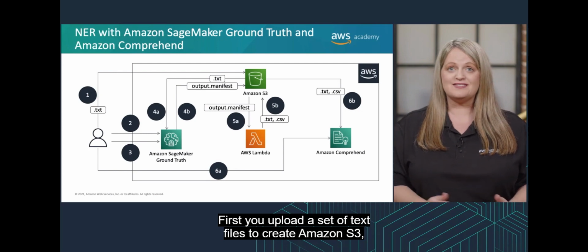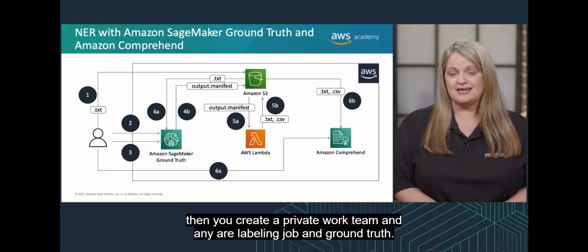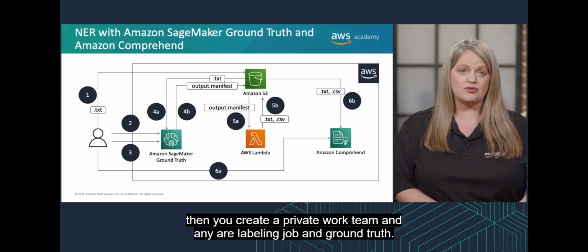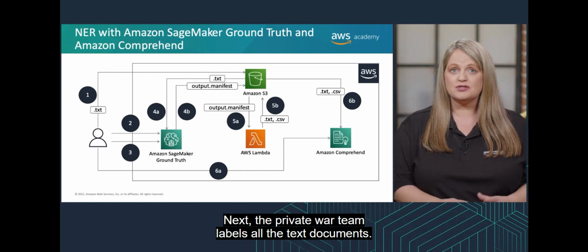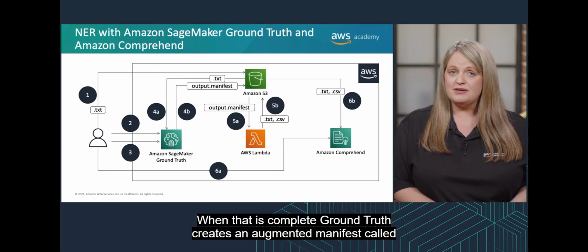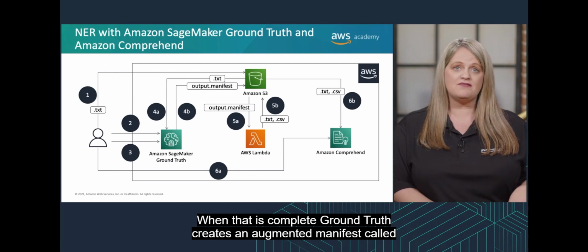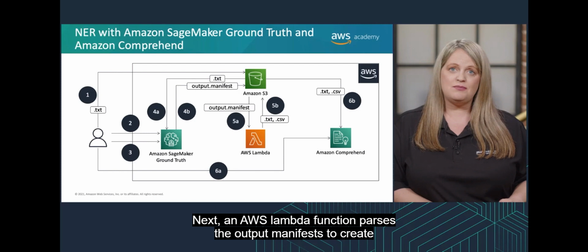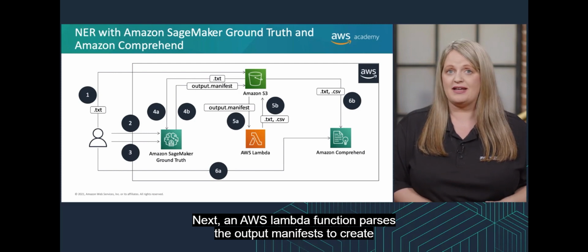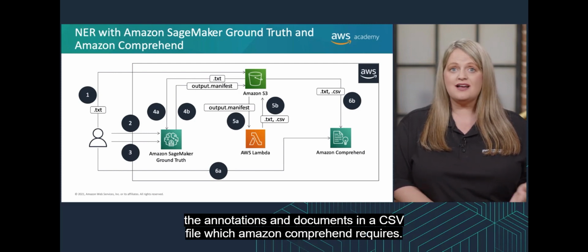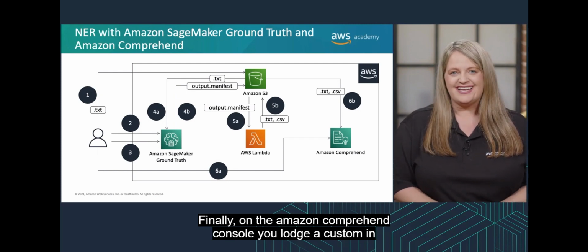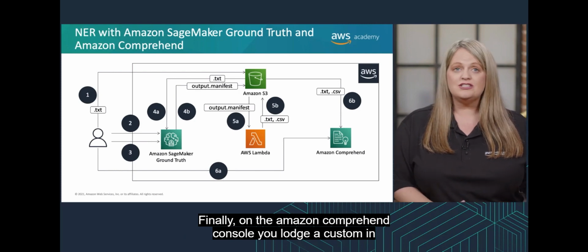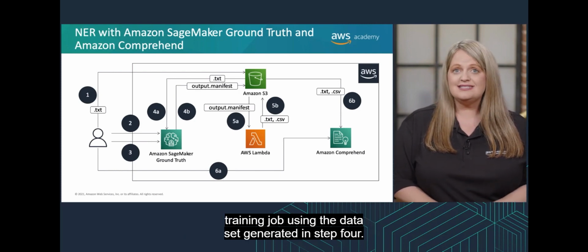First, you upload a set of text files to Amazon S3. Then you create a private work team and an NER labeling job in Ground Truth. Next, the private work team labels all the text documents. When that is complete, Ground Truth creates an augmented manifest called Manifest in Amazon S3. Next, an AWS Lambda function parses the output manifest to create the annotations and documents in a CSV file, which Amazon Comprehend requires. Finally, on the Amazon Comprehend console, you launch a custom NER training job using the dataset generated in Step 4.